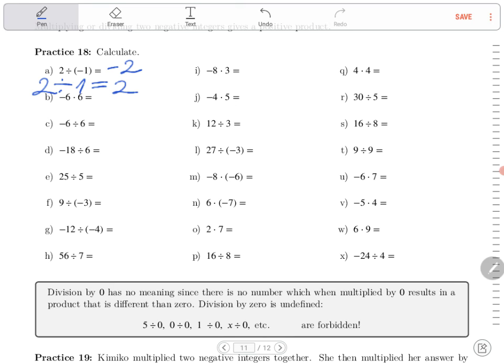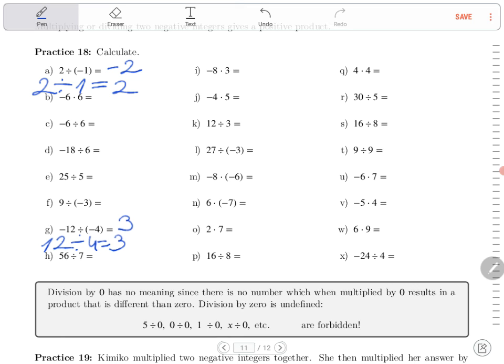Let's look at another problem, problem G. That is negative 12 divided by negative 4. In terms of the division, it works similarly to 12 divided by 4, which equals 3. Whereas that is a positive number divided by a positive number, in problem G we have a negative number divided by a negative number, which according to the rules also gives us a positive result. So negative 12 divided by negative 4 also equals positive 3.